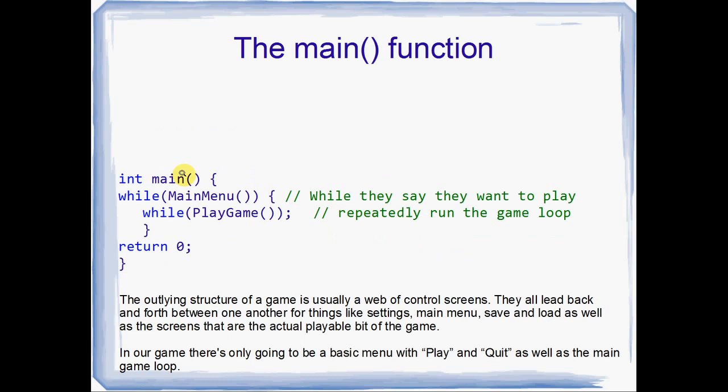Okay, so the main function, this is actually at the end of the file, you'll see in the source code, but the main function, as we know, is where Windows starts running our program. Basically, all we want to do here is present a little menu. If the user quits from that menu, then it's going to come down here to return 0 and quit the game. Otherwise, if they say they want to play the game, then it goes into the main game loop, just there. That while play game is going to continuously call the play game function.